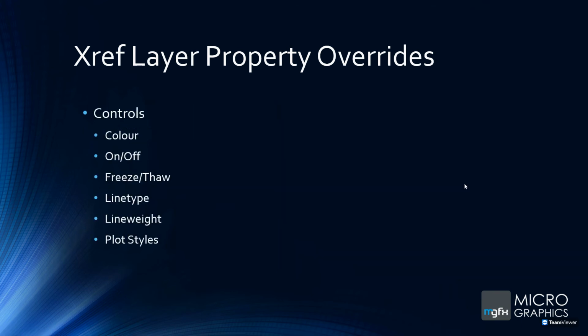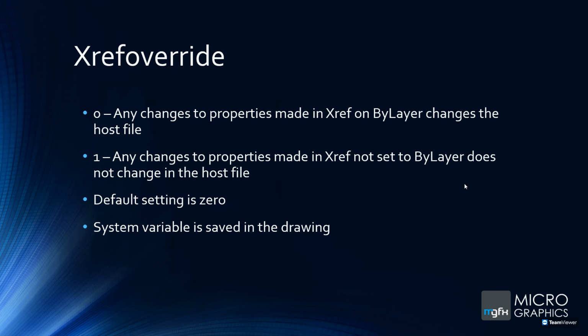So what can you modify in your Xref layer properties? Basically, it controls your color, on, off, freeze, thaw, line type, line weight, and plot styles. You change any of that in your layers for the layers of the Xref, so you can sort of control those or override them. The first system variable we'll take a look at is your Xref override.